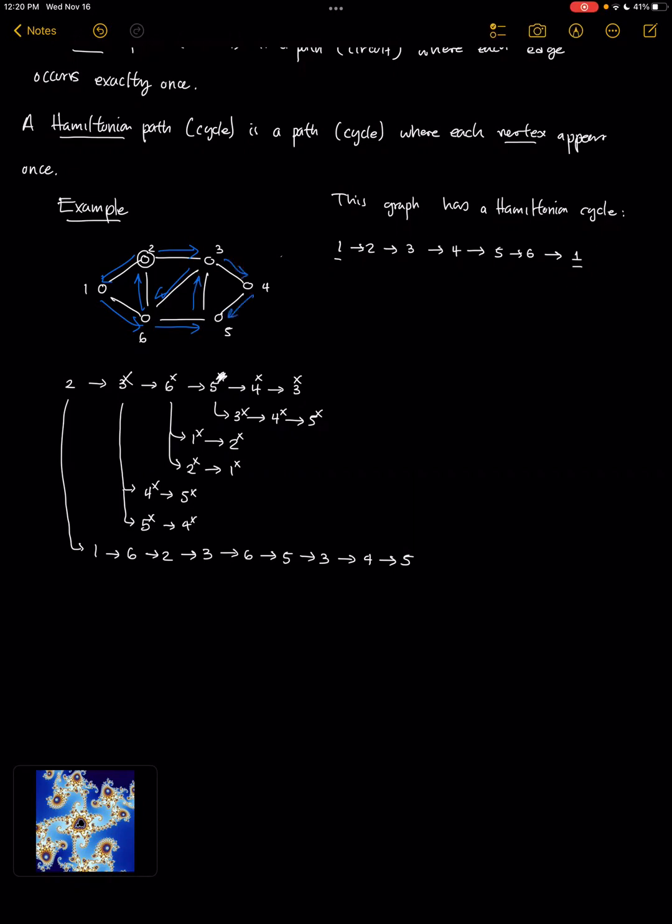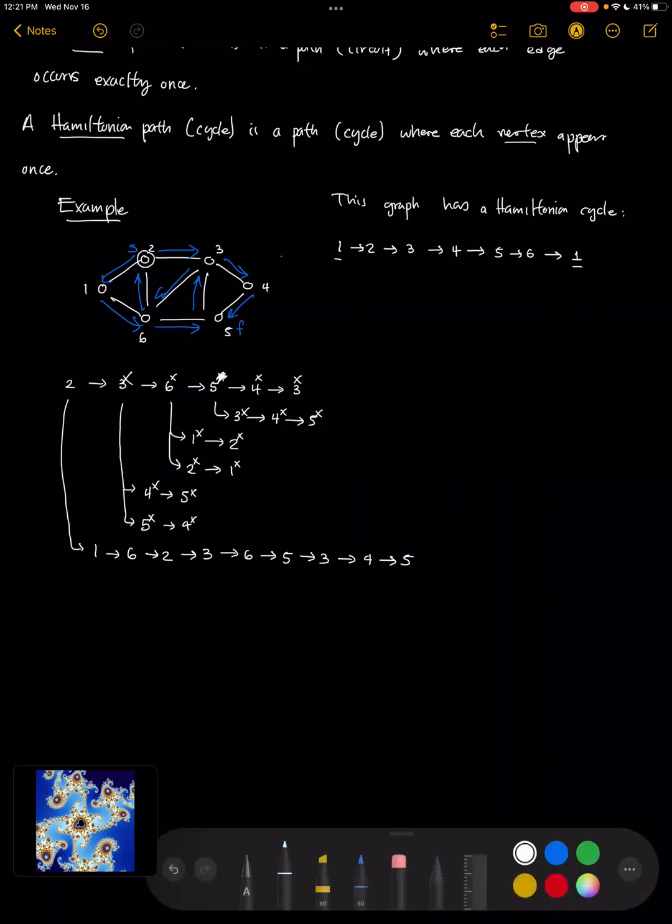And there we go. If we start just from here, we will finish here. And we have used every single edge exactly once. So in this case, we have constructed an Euler path. This is not a circuit. It starts and ends at a different vertex.